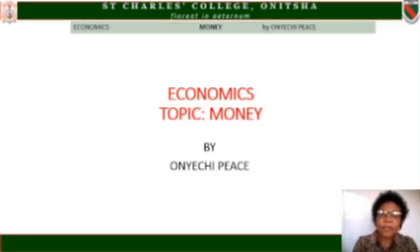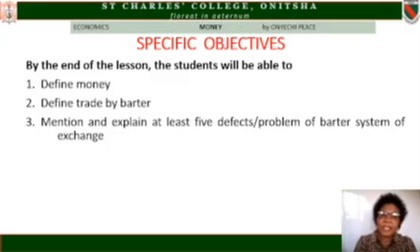Today, we are going to look at money as a topic. But before we continue, we are going to look at the specific objectives. By the end of the lesson, you are expected to: 1. Define money. 2. Define trade by barter. 3. Mention and explain at least 5 defects or problems of barter system of exchange.